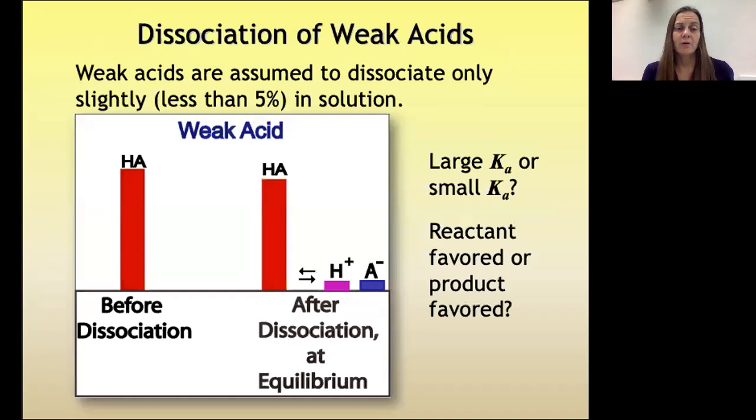So in terms of a weak acid, what does that look like? Well, before dissociation, we have just the weak acid. After dissociation or at equilibrium, we have both the weak acid, the hydronium ion, and the anion all present. This has a really small Ka, unlike the strong acids that we've talked about already, which means that this is reactant favored. There's going to be a lot more undissociated acid than dissociated acid. In fact, we generally define weak acids as dissociating less than 5% in solution.